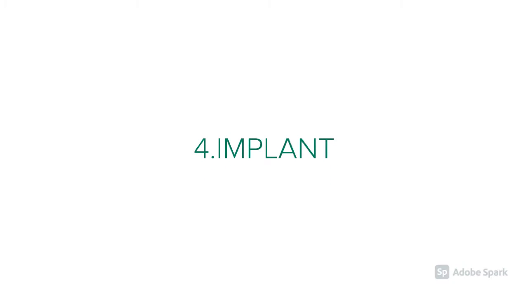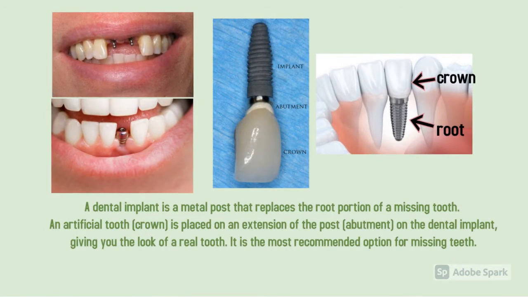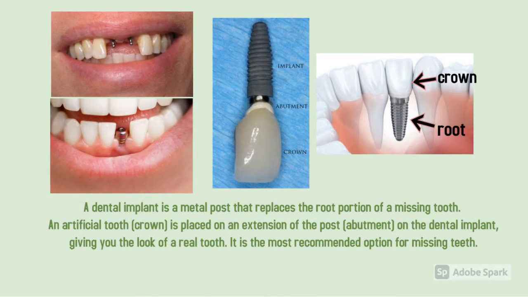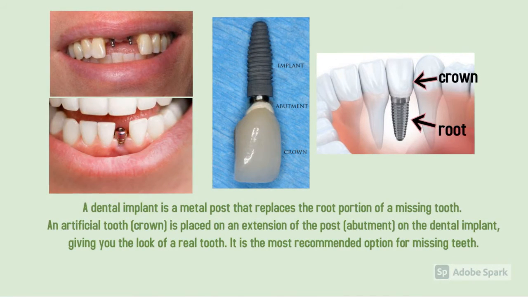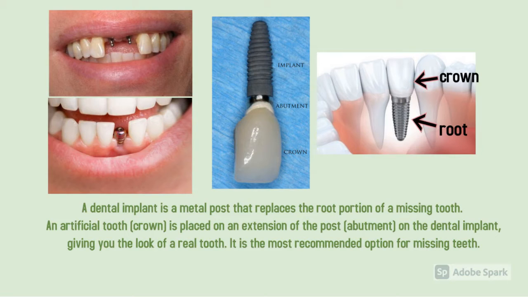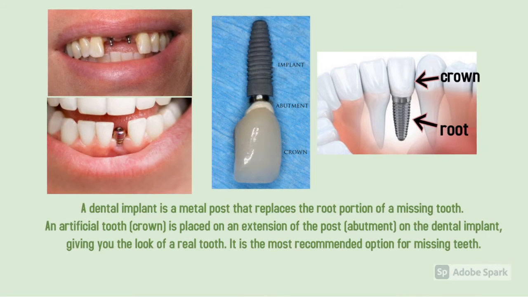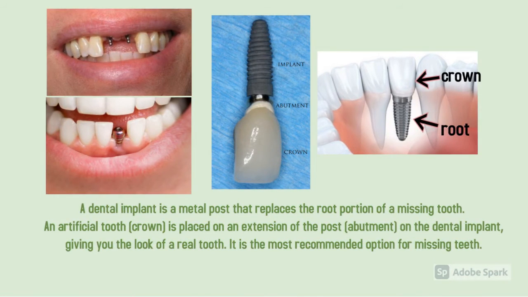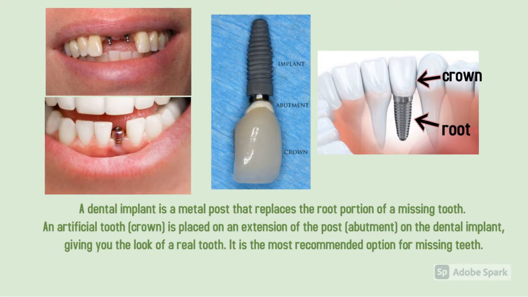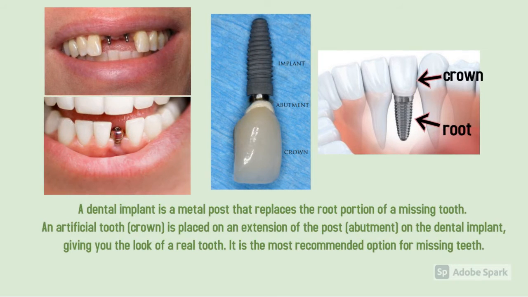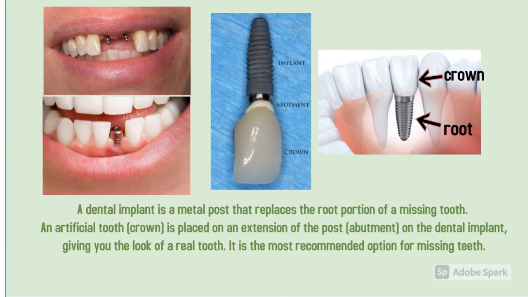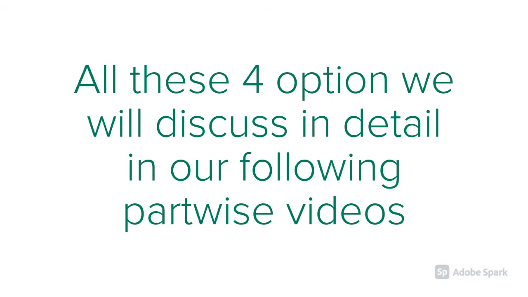Fourth is implant. A dental implant is a metal post that replaces the root portion of a missing tooth. An artificial tooth crown is placed on the extension of the post, the abutment on the dental implant, giving you the look of a real tooth. It is the most recommended option for missing teeth. All these four options we will discuss in detail in our following part-wise videos.